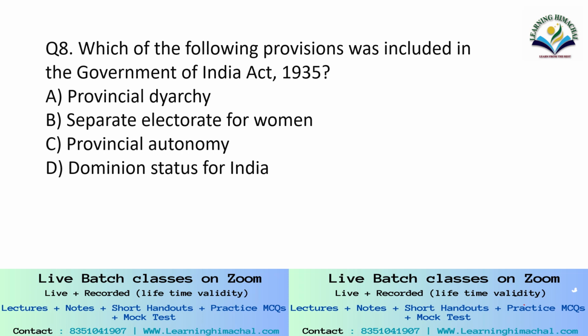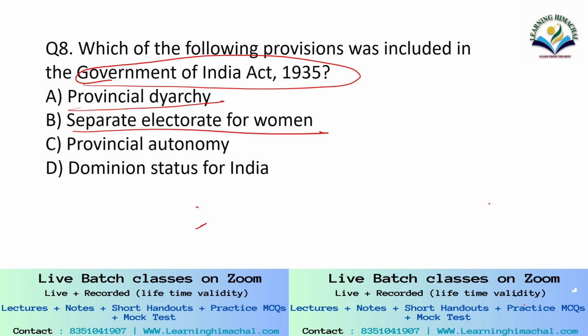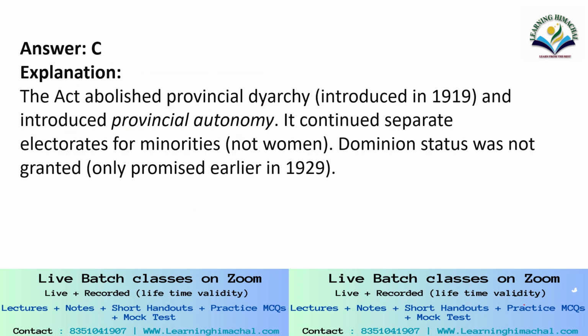Which of the following provisions was included in the Government of India Act 1935? Provincial diarchy, separate electorate for women, provincial autonomy, or dominion status for India? In the Government of India Act, it was the provincial autonomy status. Option C is the correct answer.